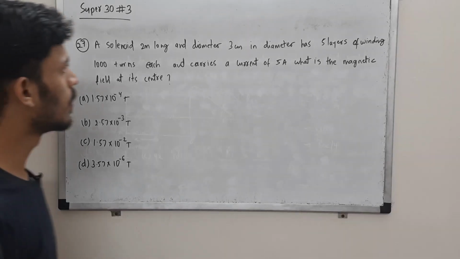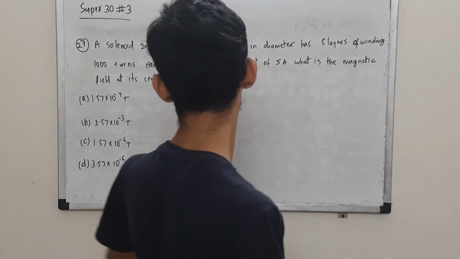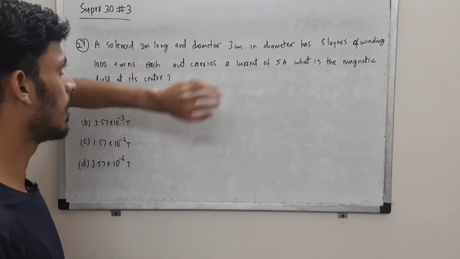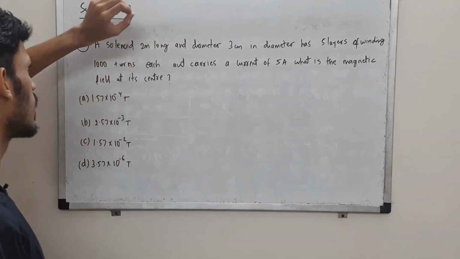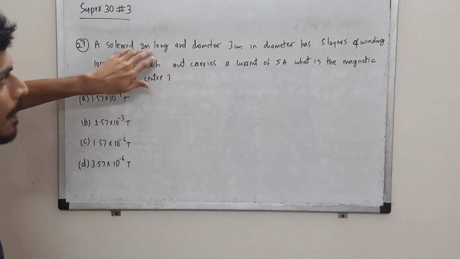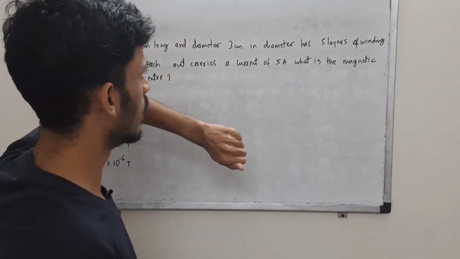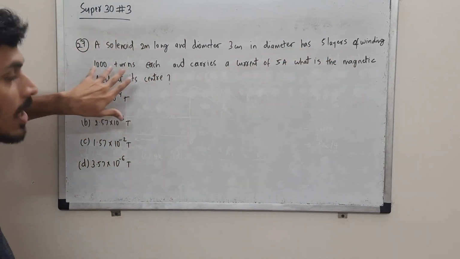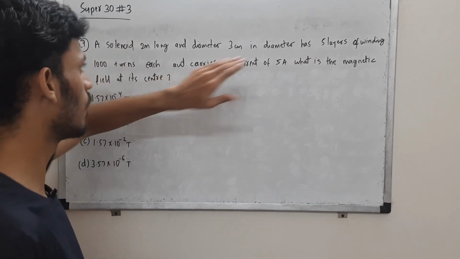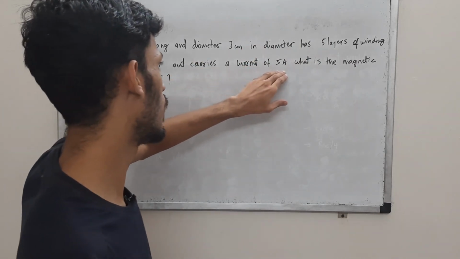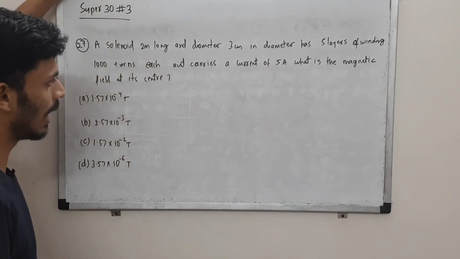Let's come to question number 27. Here we have a solenoid of length 2 meters and diameter 3 centimeters. This is just given to show you that the radius is very small compared to the length. The solenoid has 5 layers of winding with 1000 turns each, so effectively 5000 turns, and carries a current of 5 amperes. What is the magnetic field at its center?